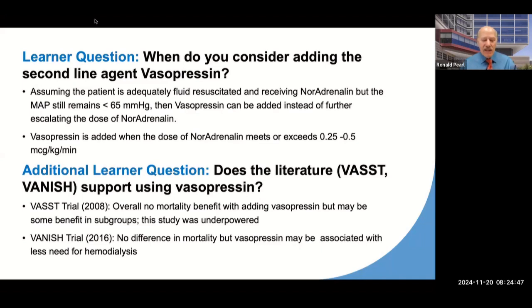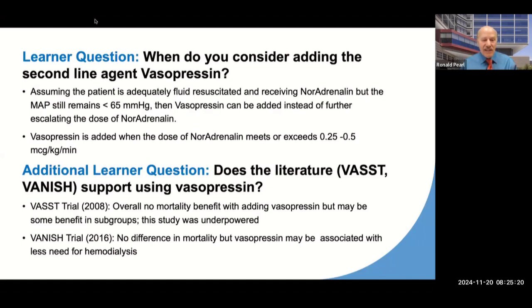It primarily increases the resistance, decreases blood flow to muscle and to some other tissues, but without the major effect that we have on, for example, the gut or the kidney. And when you add vasopressin, you do see an increase in blood pressure. The studies show the ability to decrease the amount of norepinephrine, noradrenaline that you're having to give.